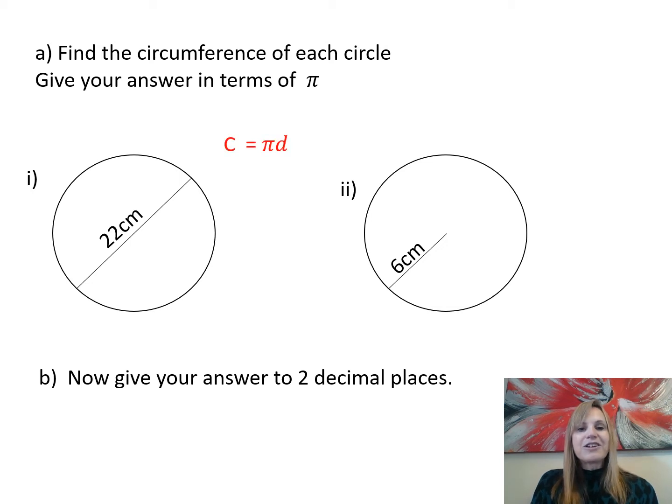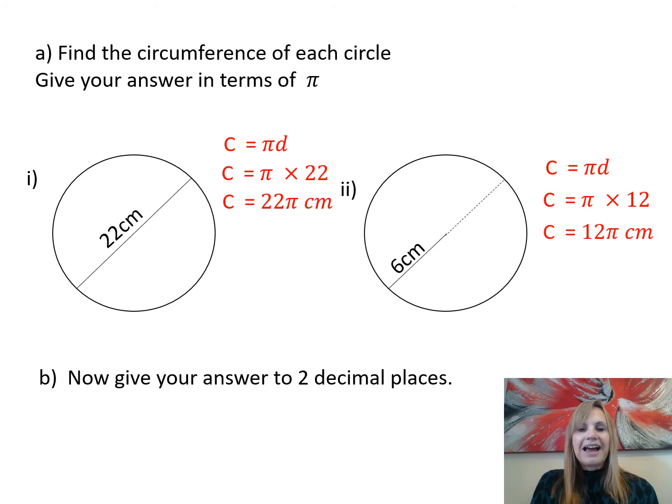Here are the answers. So for number 1, pi times 22 is 22 pi. The second one, we were only given the radius, so we needed to double that. So we would do pi times 12, which is 12 pi. And then to give our answers to 2 decimal places in part B, for the first one, 22 times pi is 69.12 centimetres. And for the second one, 12 times pi is 37.70 centimetres. We needed it to 2 decimal places, so that second one was 37.69 something, but that rounded it up to 0.70.